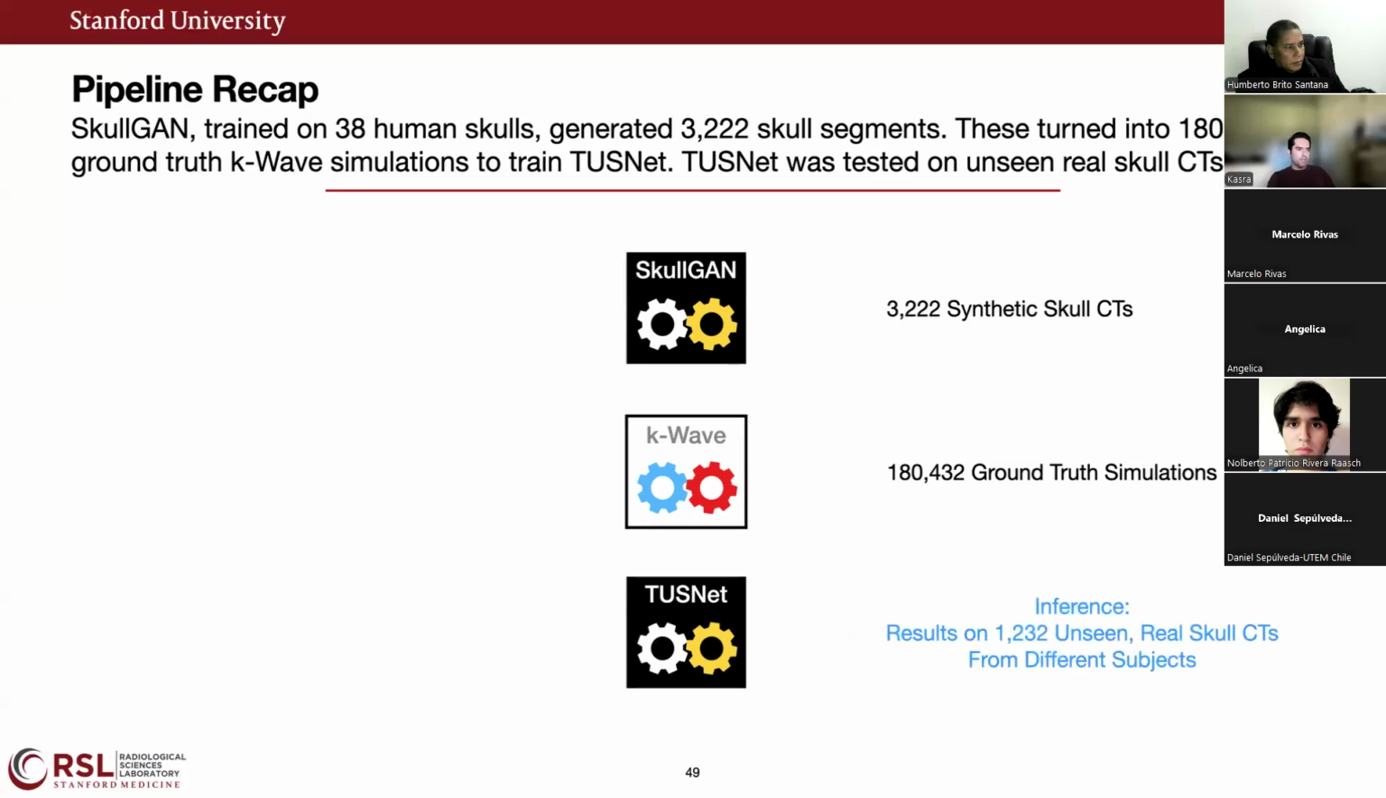Now it's time to look at how it performs on test cases. I would like to emphasize 2 things. One is that TUSNet is trained entirely on synthetic CTs. It has never seen real skull CTs. But during test time, we are giving it real skull CTs, 1,200 real skull CTs. And the second thing is these real skull CTs that we are going to test TUSNet on have never been seen by SkullGAN. These are completely disjoint sets that we are introducing.